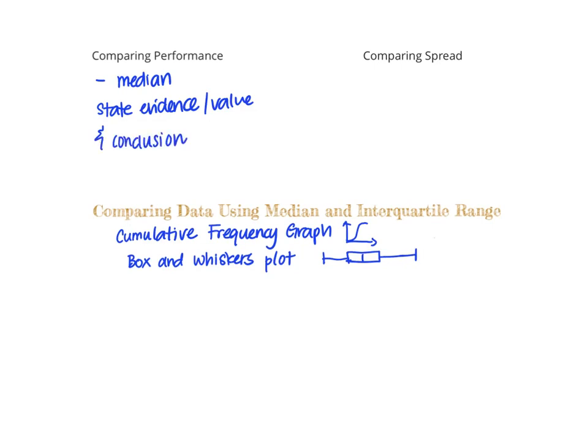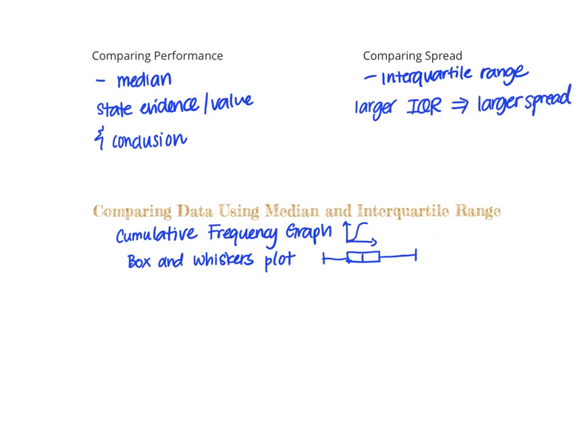But on the other hand, we also have comparing spread. What do we use when we compare spread of data? Here, we will use the interquartile range. Now, what do we know about range? Interquartile range, or even the range itself, tells me the spread of data. So, a larger interquartile range tells you that there is a larger spread.